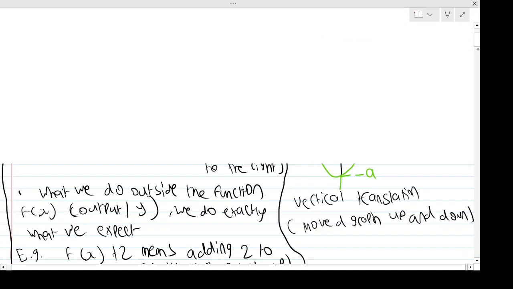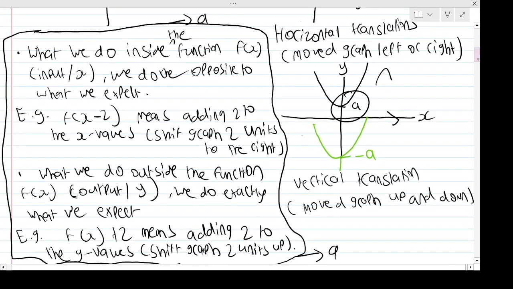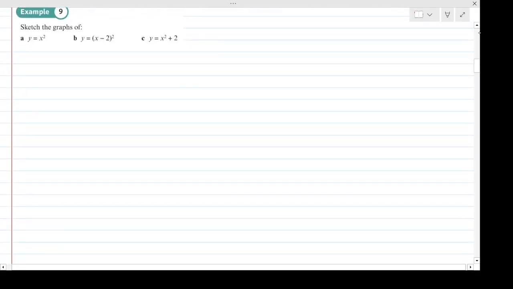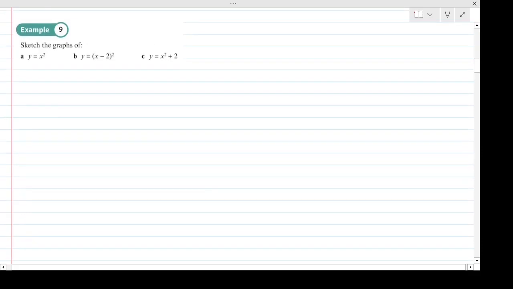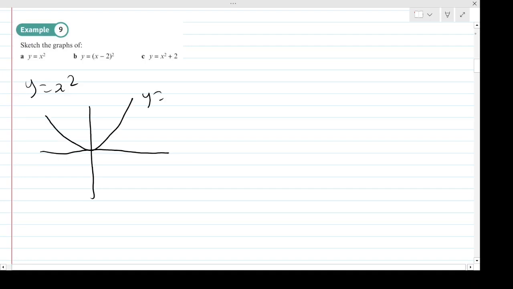Okay, let's have a look at the example then. Firstly, it wants us to sketch the graph of y is x squared. Well, that's a standard graph. Hopefully we should know. We looked at the quadratic graphs earlier in the course, so it looks simply like that. Okay, so it touches the origin, and then it goes like that.